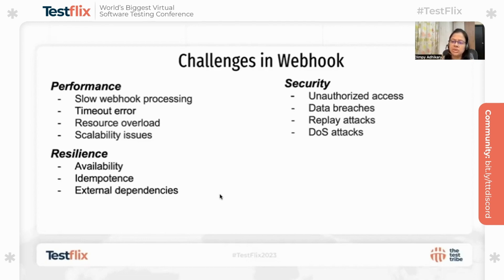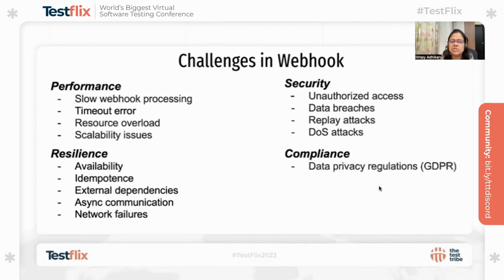External dependence is very important. If the source or destination system relies on other systems such as databases or payment processors, and those systems are unavailable or not working properly, the webhook may fail. Async communication: if a webhook request is sent to a destination system and the destination system does not respond in a timely manner, the webhook may time out. Network failures. Compliance challenges: first one is data privacy issues. Data privacy regulations such as GDPR require organizations to protect the privacy of personal data.